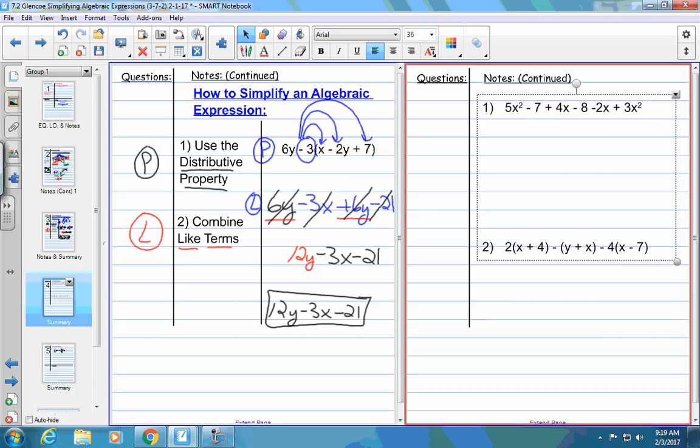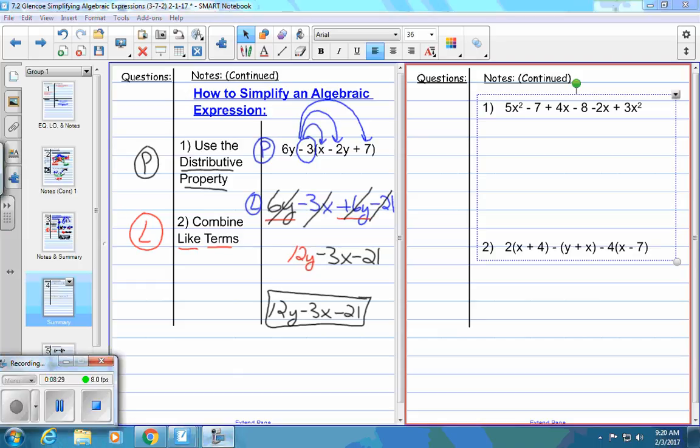So we're going to have 2 more examples here. I'm going to go through number 1 with you, and then we're going to do number 2 in class. And there is a number 3 as well we're going to do in class. But number 1 here, 5x squared minus 7 plus 4x minus 8 minus 2x plus 3x squared. And I forgot to say, pause here to copy this down. Leave space before you try and copy it down, because I'm going to make you do it again if you don't leave any space.